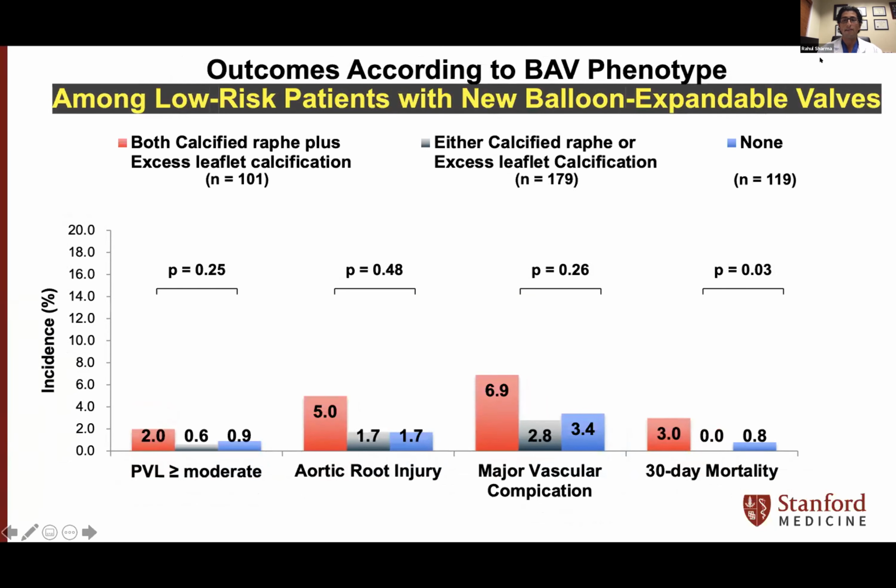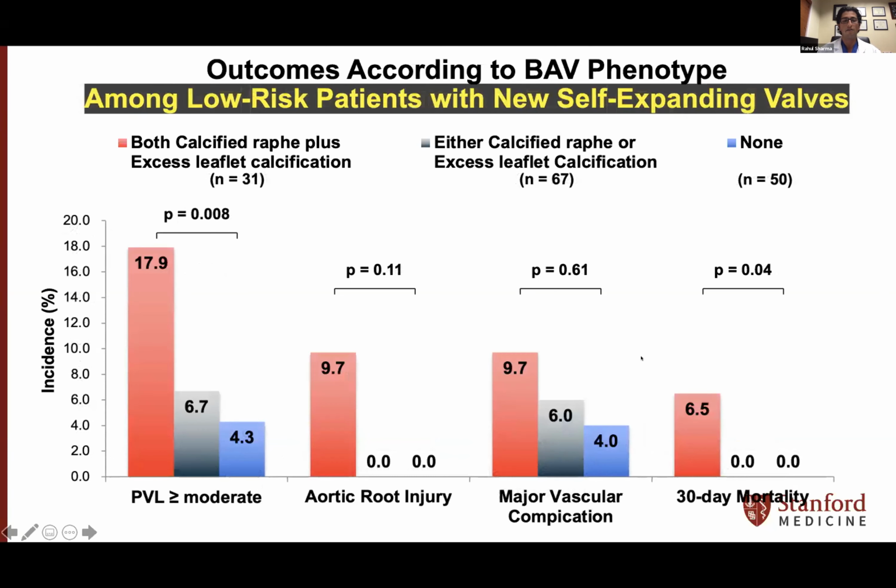So when they compared this between the two types of devices, they looked at the balloon expandable devices, and you can see there the rates of adverse events based on those outcomes. And then just keep that in your mind's eye as we look to the self-expanding devices, which again showed that same trend with an excess of adverse events if you had a calcified RAFE plus excess leaflet calcification, but a numerically higher percentage across all of those adverse outcomes. Now, important to remember, this is registry data that's just not compared head to head, and it's certainly not randomized. So it's hard to draw too many conclusions from that, but just an interesting observation.